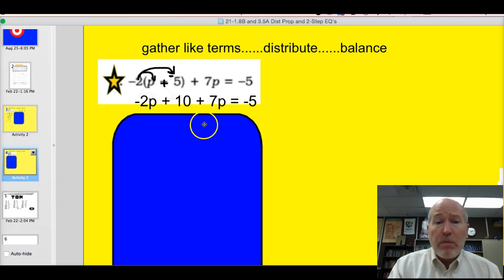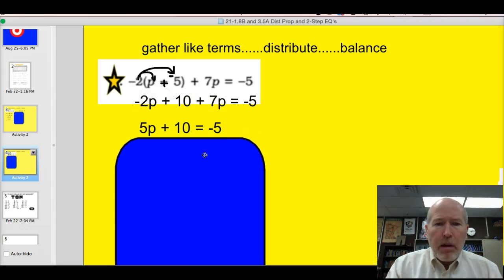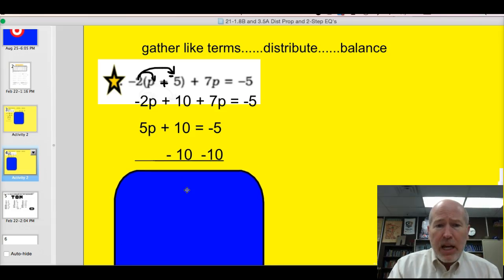So now we have some terms that we can combine here. We've got negative 2p and positive 7p. Thinking of that on the number line, we're at negative 2 and we add positive 7, so we would be at 5p. Another way to think about that is you could just take the positive 7 and subtract the 2, and you'd have 5p. Now we're back to that two-step equation. We need to get rid of the 10 so we can isolate the p. We'll subtract 10 from both sides.